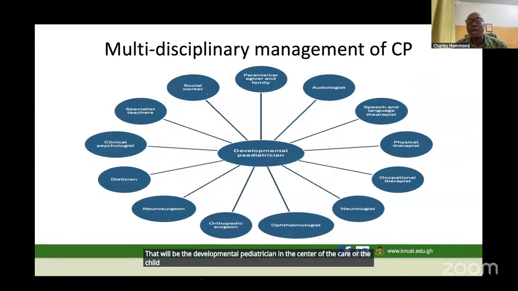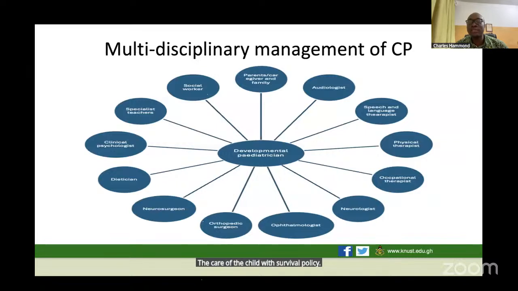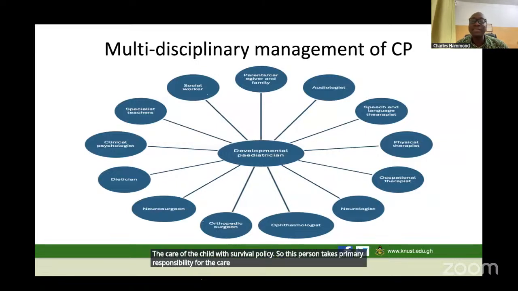In Ghana, I am happy to say that a pediatrician or an experienced medical practitioner, even a family physician, can be in the center to coordinate the care of the child with cerebral palsy. So this person takes primary responsibility for the care of this patient, but sends them to various disciplines, and then they go and they come back. So you send them to audiology, they go and get their ear tested, and then they come back to you with a report.